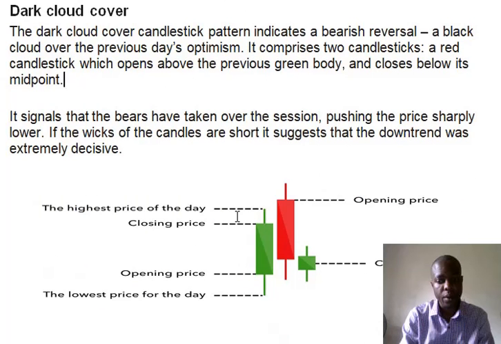So the next candlestick pattern now is the dark cloud cover. We call it dark cloud cover. A dark cloud cover candle pattern indicates a bearish reversal, a black cloud over a previous day's optimism. It comprises two candlesticks, a red candlestick which opens above the previous green body, as you can see. It opens above this, as you can see.